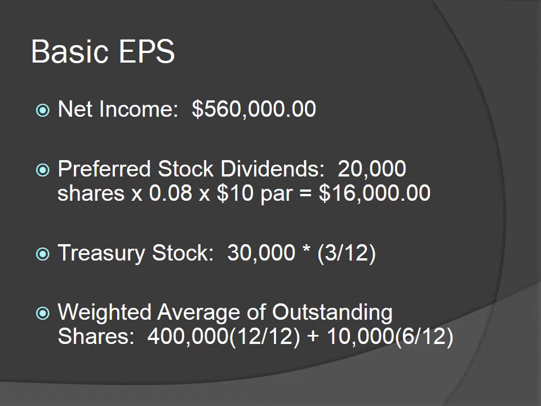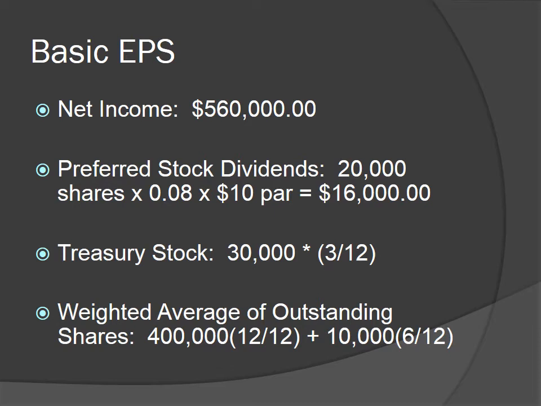Therefore, the amount of preferred dividends to be considered is $16,000, calculated by multiplying the shares of preferred stock by the dividend rate and par value of each share. In the problem, ISU Company purchases 30,000 shares as treasury stock. In doing so, they are removing, that is, subtracting, outstanding common shares from the market.